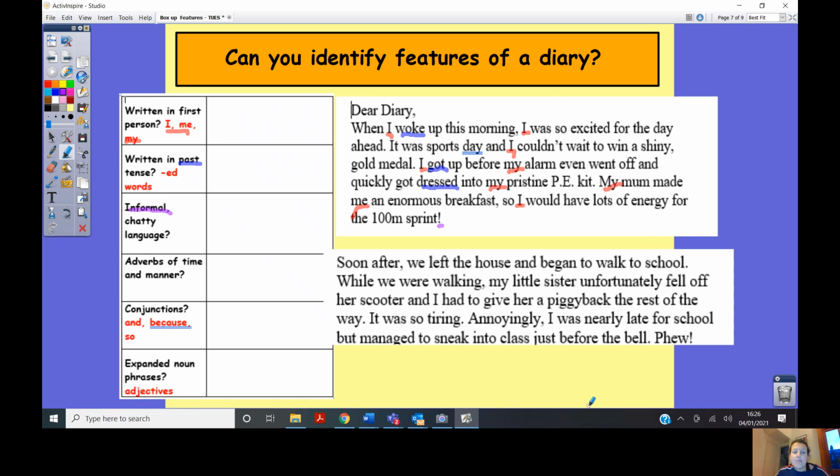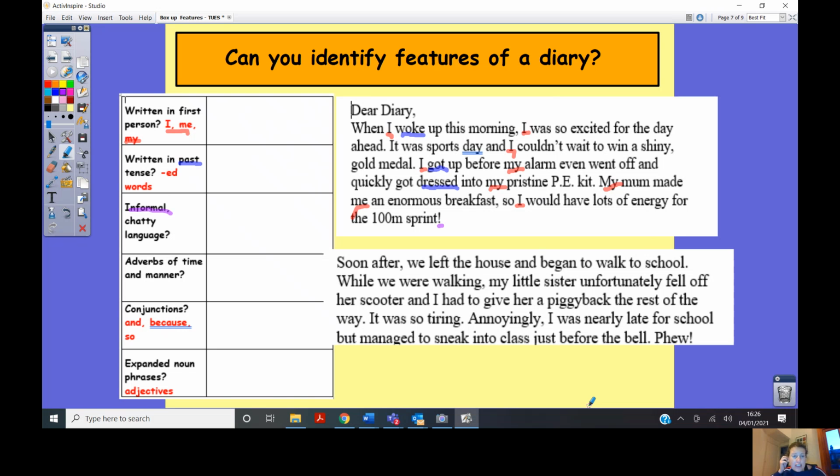In a diary, an exclamation mark would make total sense in that sentence. If you just wrote a normal description about your day, I ate breakfast and then I ate an enormous breakfast, so I would have lots of energy for the 100-meter sprint, it wouldn't work. But in a diary, an exclamation mark works very well.